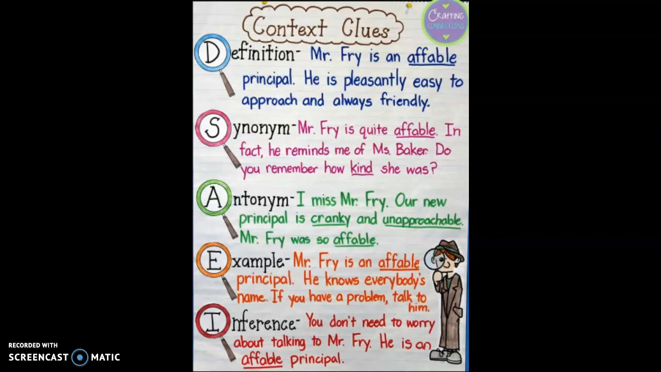And then we have inference. Remember, an inference is an educated guess. We want to use our background knowledge, what we already know, and our text clues that we have read in that story to try and figure out what that word may mean. You don't need to worry about talking to Mr. Fry. He is an affable principal. So you can use that information to try and figure out what that unknown word means.